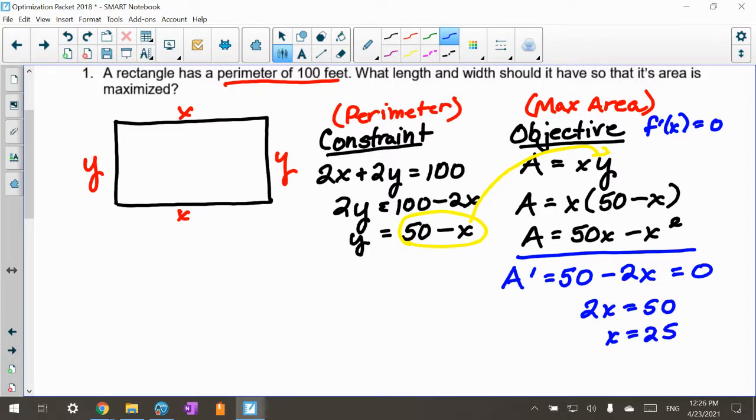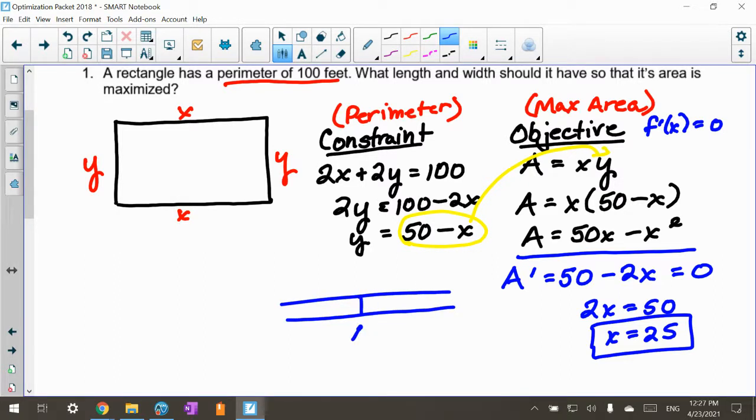They didn't give us any units, so that is what x is going to be, because I always start you out simple. Before you go further, you need to do your first derivative test. What we're going to do is check to see if 25 is really a maximum, and that's what they want to know. So you're going to use a number line, guys.